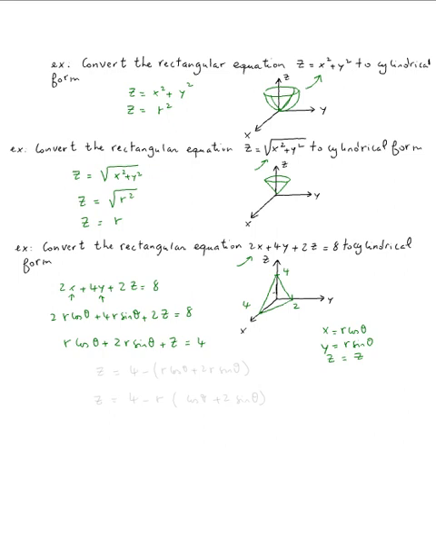And now, when there's a z, we always solve for z. So z will be equal to 4 minus r cosine theta plus 2r sine theta, moved from the other side. This is done, but if you want to make it look nice, factor the r: z equals 4 minus r times cosine theta plus 2 sine theta. Alright, and that's it for this example.